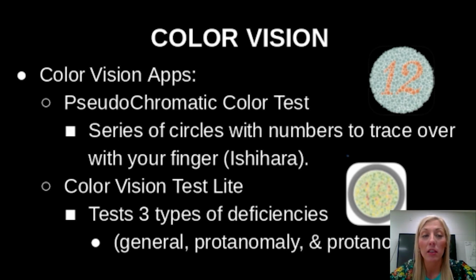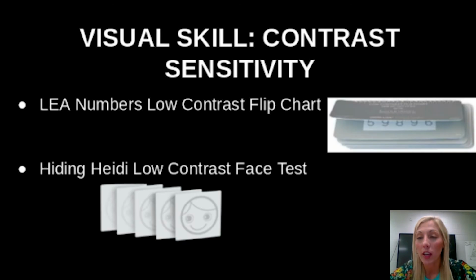The next area that we test for functional vision is contrast sensitivity. So here are some more resources that we use. This is the LEA Numbers Low Contrast Flip Chart. And then this is the Hiding Heidi Low Contrast Face Test. Based on your student and what they know, do they know their numbers? Because they're going to have to be able to name their numbers when using the numbers chart. And it goes down by contrast. Each page that you flip over gets lower and lower in contrast. And then the Heidi face test uses a face versus numbers.